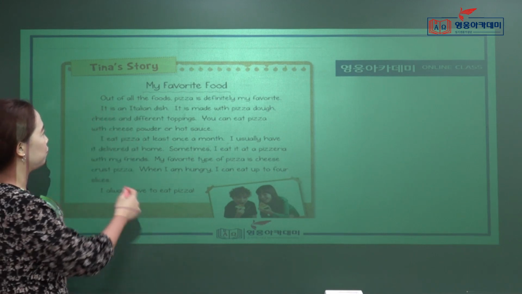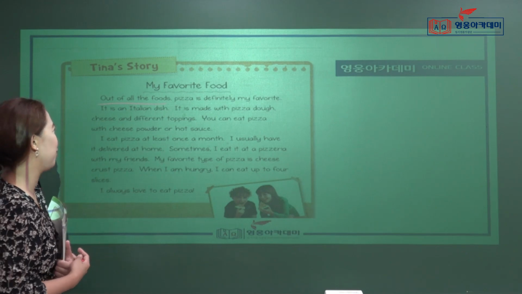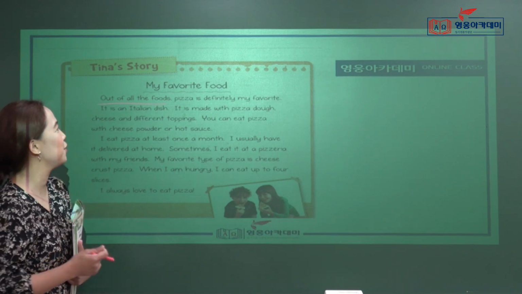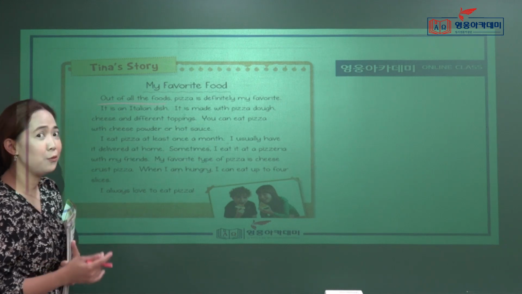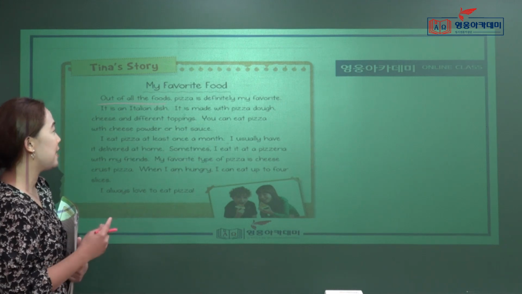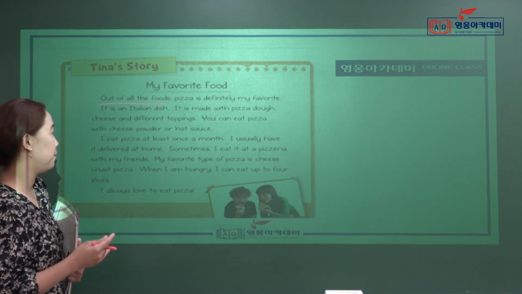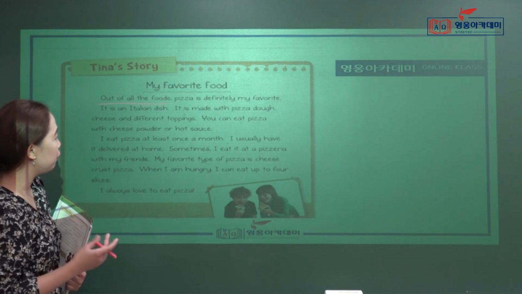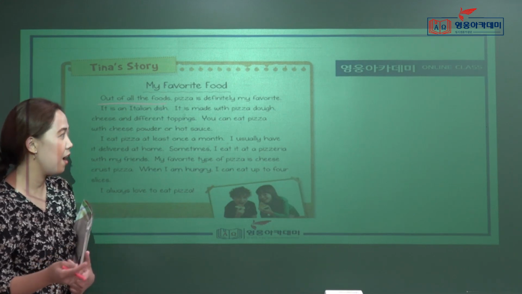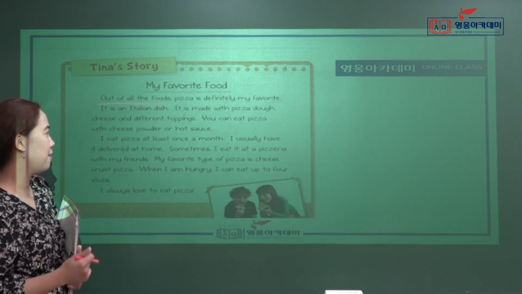Out of all the foods, pizza is definitely my favorite. It is an Italian dish. It is made with pizza dough, cheese, and different toppings. You can eat pizza with cheese powder or hot sauce. I eat pizza at least once a month. I usually have it delivered at home. Sometimes I eat it at a pizzeria with my friends.